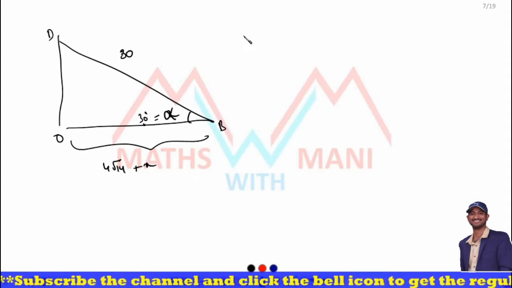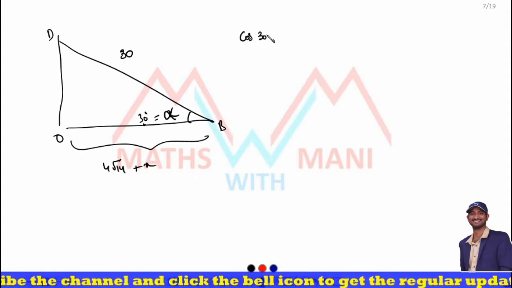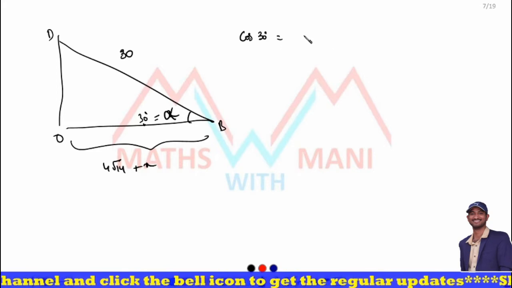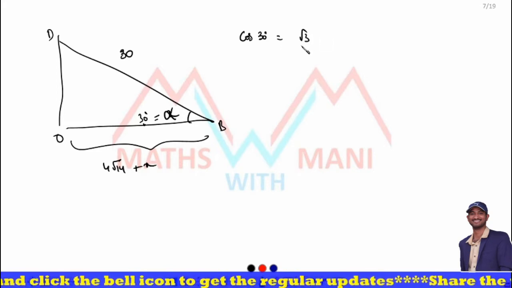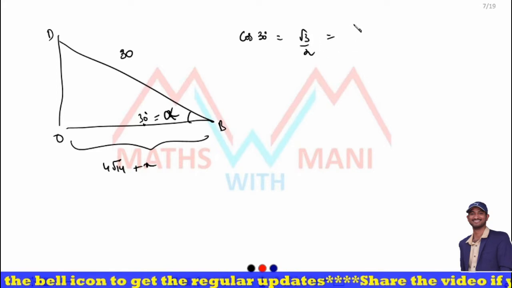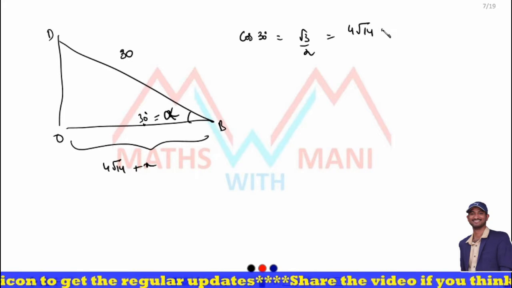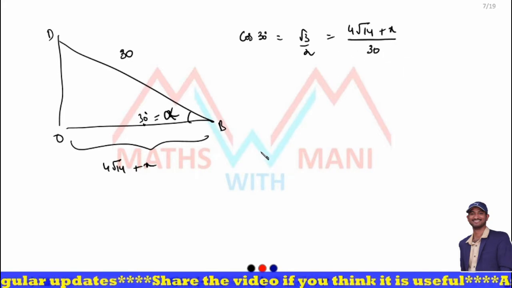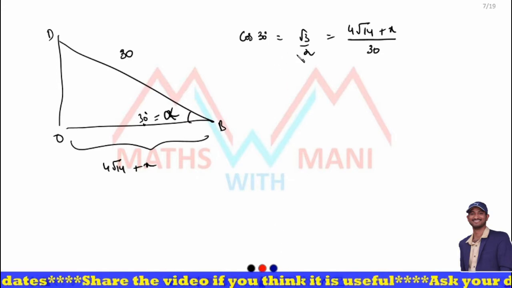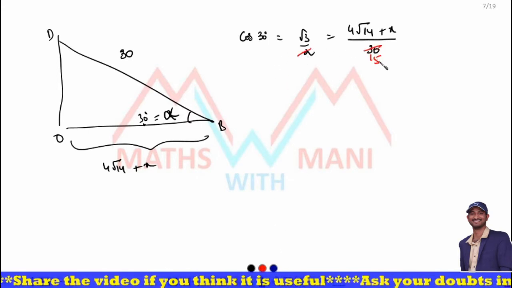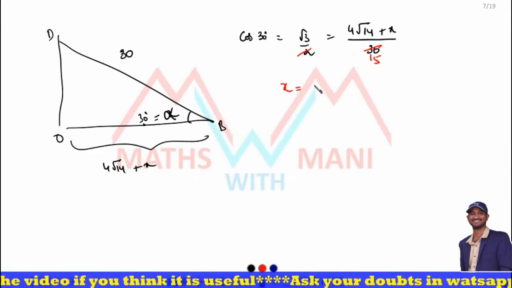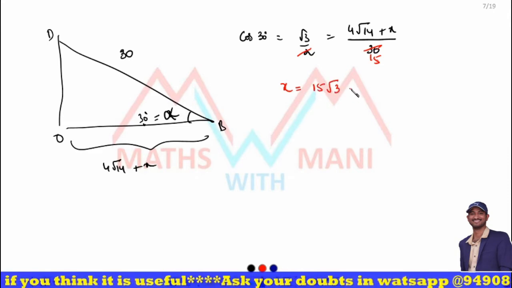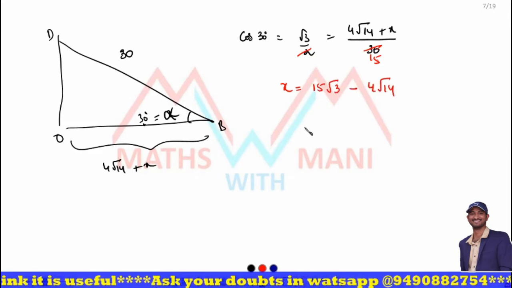Same, apply cos theta, cos 30. Cos 30, which is equal to root 3 by 2, is equal to the adjacent side, 4 root 14 plus x, by 30. So cancel 2 1s, 2 15s. 15 root 3. What is the value of x? 15 root 3 minus 4 root 14.